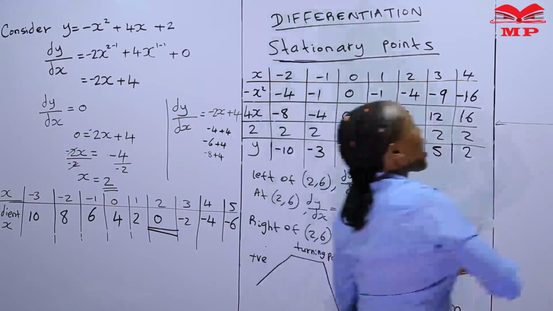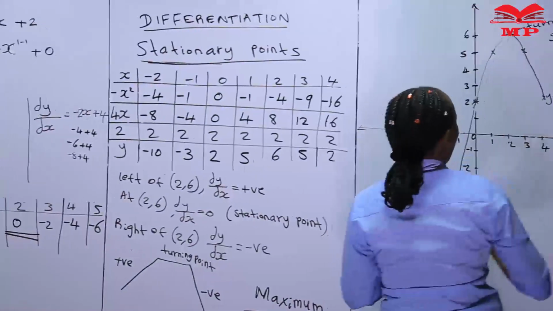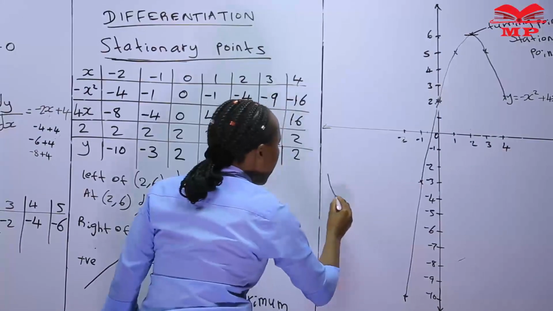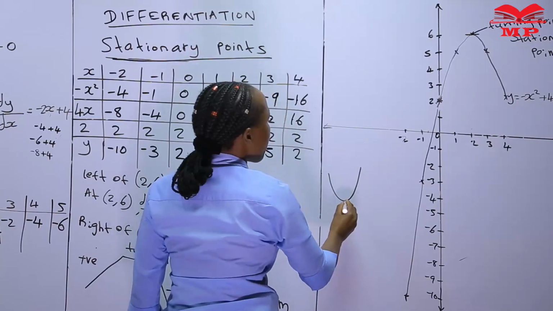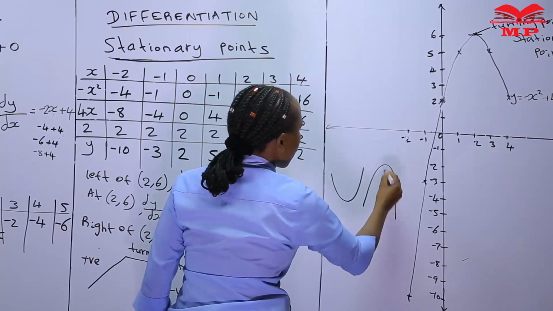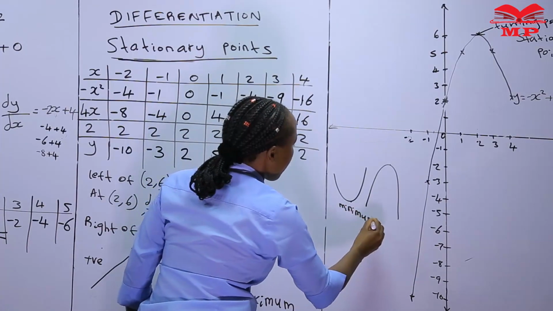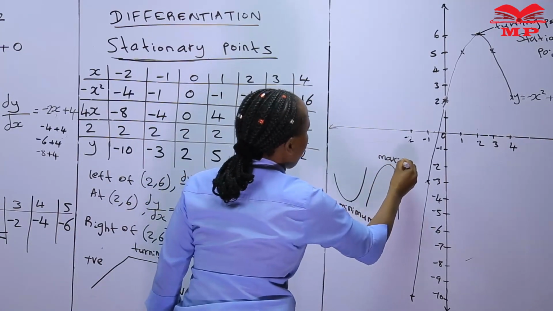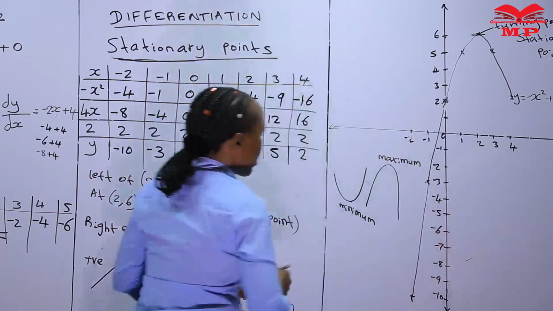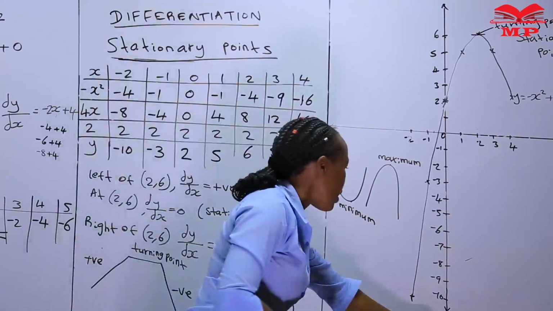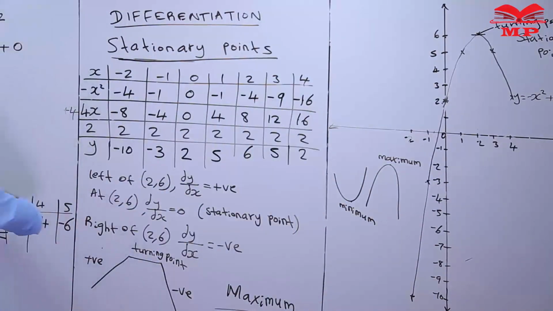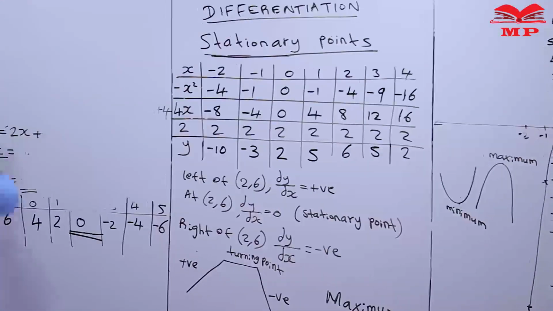So you can see clearly, here we have the maximum. In the other case, we had this kind. This was the minimum, and this one is our maximum. So this is minimum, and this is maximum. And therefore, we can make this conclusion. We can conclude the following.